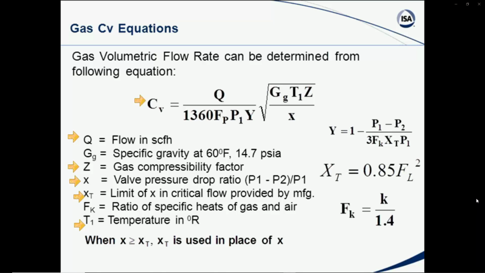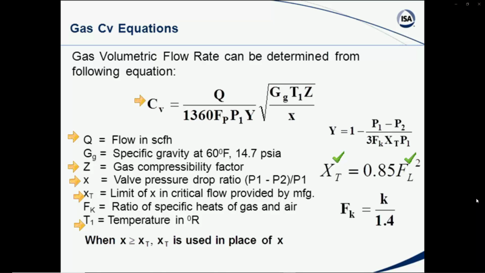Also notice the impact here. You can see how the F sub L plays into the equation for the limit of the pressure drop ratio. The higher your F sub L, of course, the better your situation will be. For instance, 0.85 will give you a better X sub T than 0.6 squared will. So the selection of the valve style is very important.